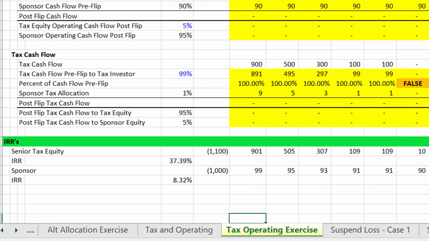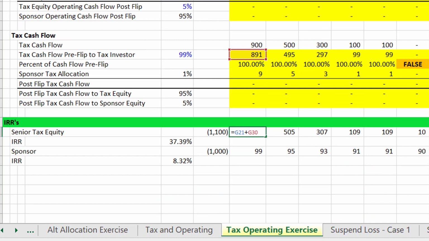Okay, and now I just added up all the cash flows. This is the cash flow, actually this is just the, excuse me.